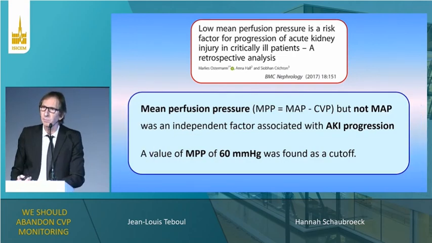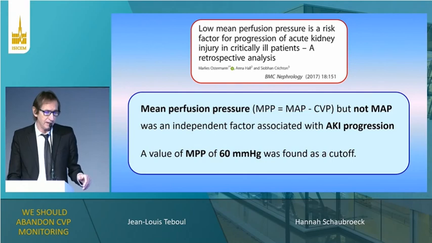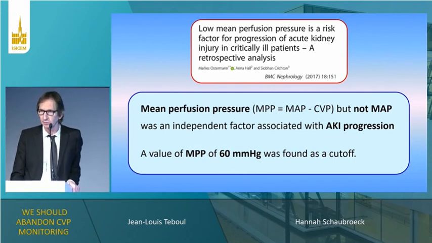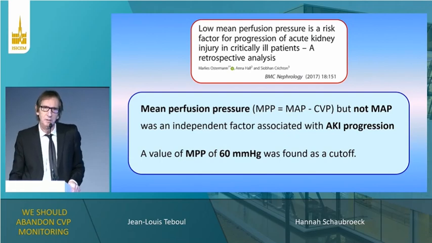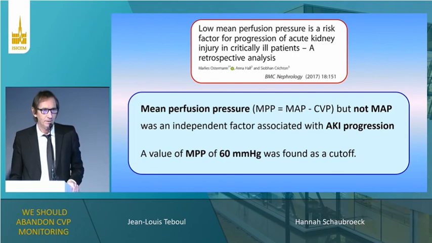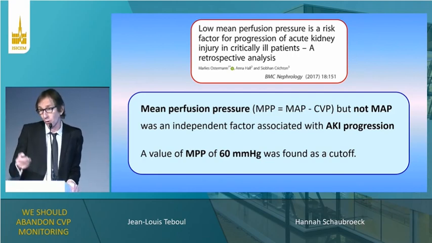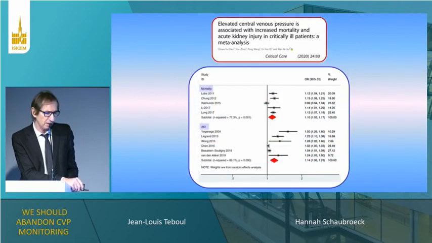And also this study by Marlies Ostermann showing that the mean perfusion pressure, the difference between MAP and CVP, but not MAP alone, was an independent factor associated with acute kidney injury progression. And they found a value of MPP of 60 millimeters of mercury. In other words, if you have a MAP of 65 and a CVP of 15, it's not enough. You should either increase MAP or better, try to decrease CVP. So it is very important to take into account CVP.